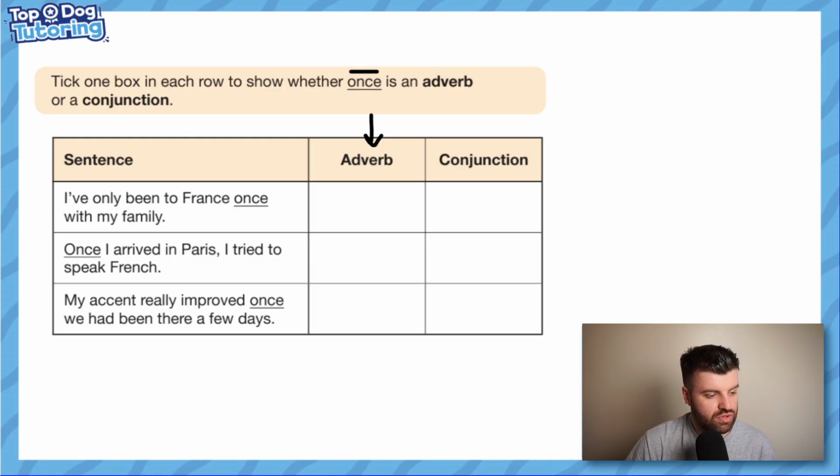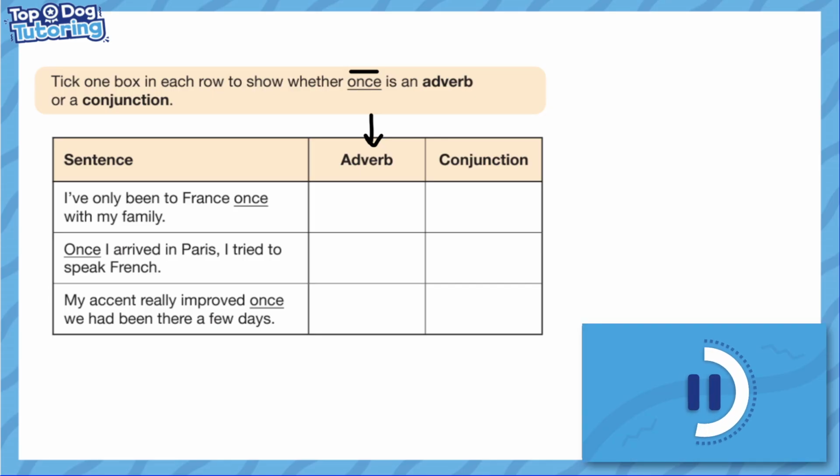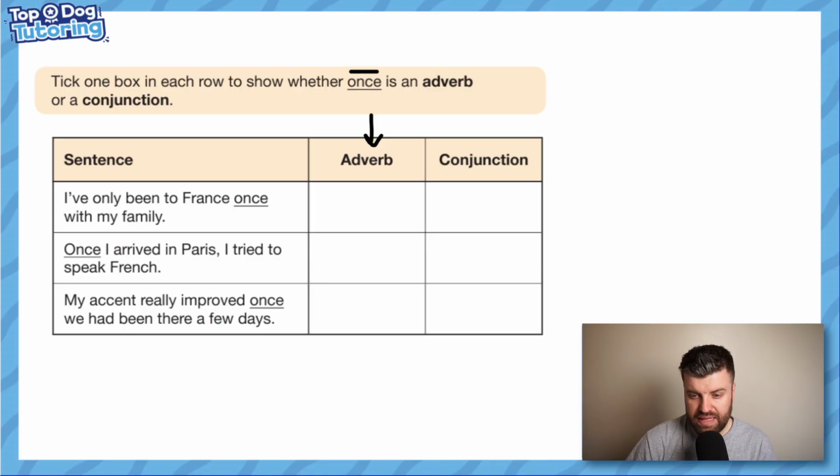Okay, so do you know how to answer this question? Have a go and I'll go through them after. See what you get. Okay, I have only been to France once with my family. In this case, the word once is adding information of how many times we've been to France. So it's an adverb. It's modifying the word been. I've only been to France with my family. I've only been to France once with my family.